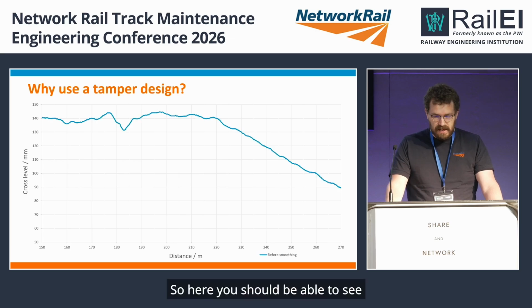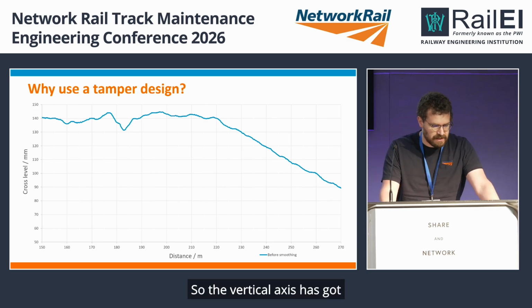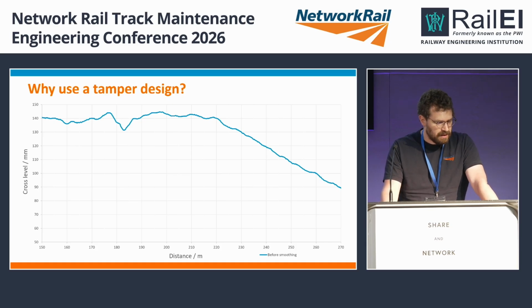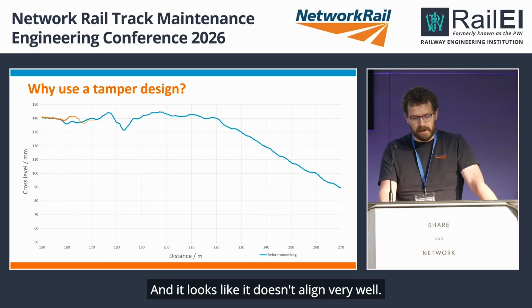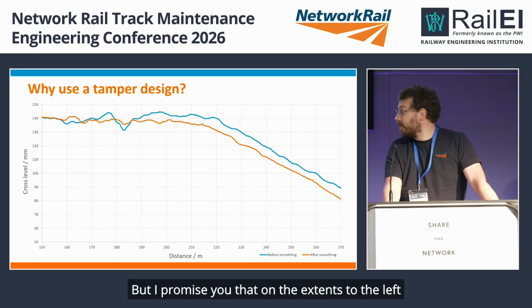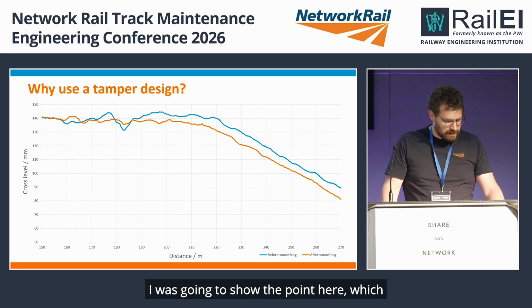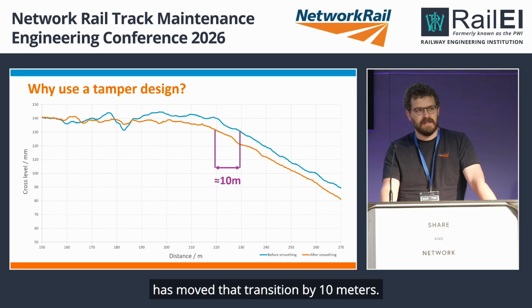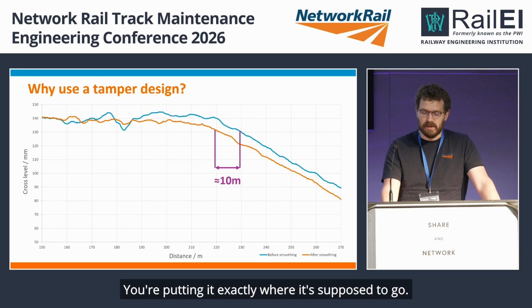So here you should be able to see is our cross level from the pre-recording run. So the vertical axis has got the cross level in millimeters and the horizontal one distance in meters. And we've got a second data set from after the tamper's treated it. And it looks like it doesn't align very well, but I promise you that on the extents to the left and the right, it does. I've zoomed in to show the point here, which is that unintentionally smoothing the track has moved that transition by 10 meters. So if you design your track, you're not doing that. You're putting it exactly where it's supposed to go.